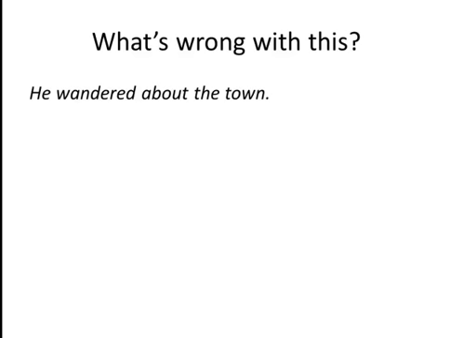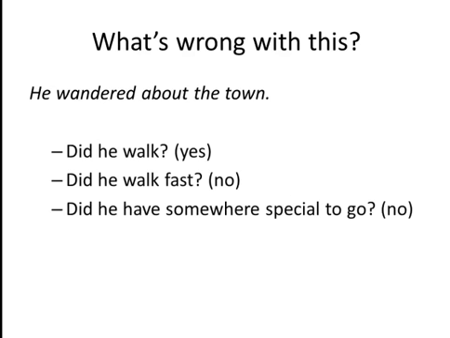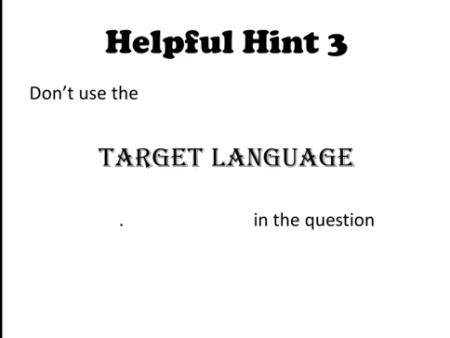Okay? So what we need here is not to use the target language in the question. Did he walk? Yes. Walk fast? No. Did he have somewhere special to go? No. So we look at the meaning of wandered about, which is about walking around somewhere, not fast, nowhere special to go. So here, a helpful hint is don't use the target language. And as I say, trust me, this is an easy trap to fall into. You tend to make a question exactly from the sentence and the target language will be in there. You can't ask someone to explain something using the same thing. Okay?